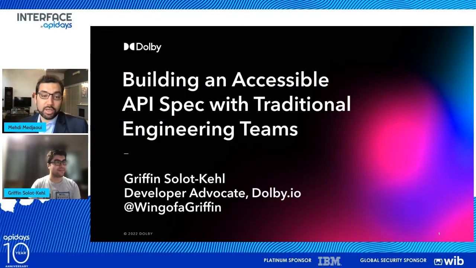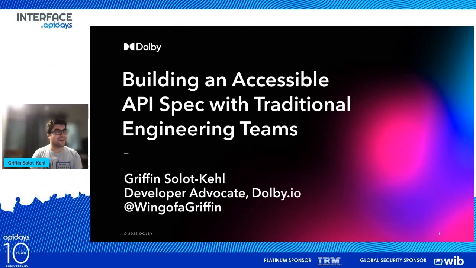And I will be really glad to moderate this track again. We will start with a speaker whose content we really like. It's about API specification and how to build accessible API specifications with traditional engineering teams. I'm glad to have Griffin on stage. Can we have Griffin? Hello, Griffin. How are you doing? Hi, I'm doing well. Thank you so much. How are you doing? Yeah, doing really well. We liked your talk last time, and we really want to have it again to open this track on API specification. The stage is yours for 20 minutes plus 5 minutes of questions. Sounds great. Thank you so much.